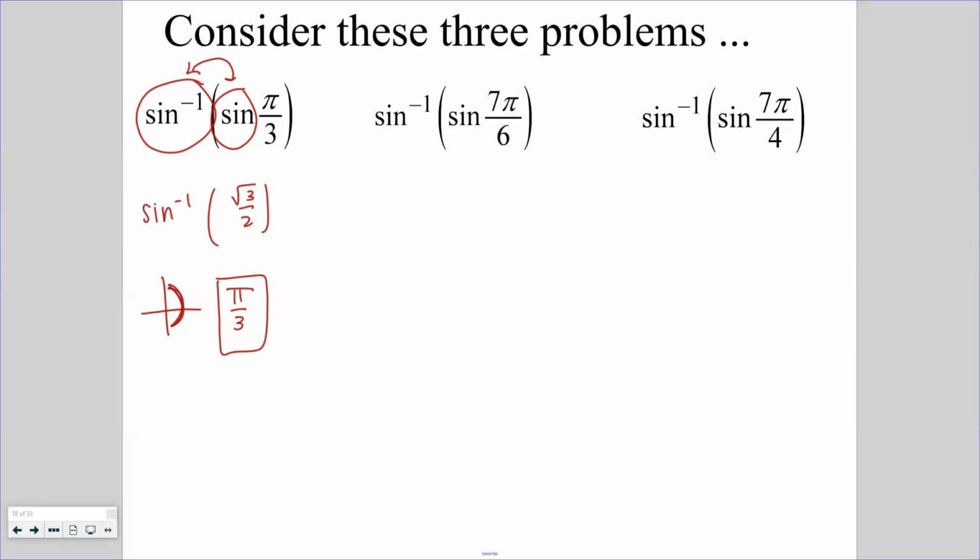Okay, how about this next example? The inverse sine of the sine of 7 pi over 6. Okay. So let's evaluate the sine of 7 pi over 6. Find 7 pi over 6 on your unit circle. It's down in the third quadrant, right? The sine of that, the y value, is -1/2.